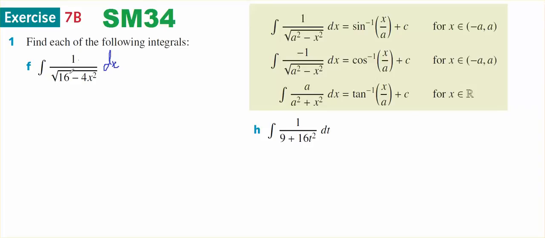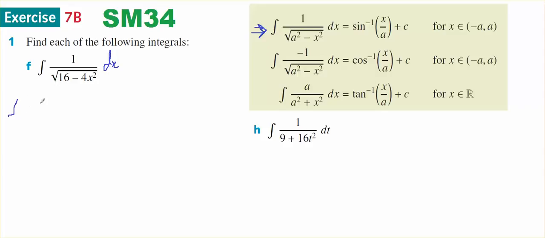It's a positive 1 over the square root. So I'm going to be using this rule here. Positive 1 on top, the square root of a squared minus x squared. I don't wish for a coefficient in front of the x squared, so that 4 has to be taken out as a common factor. So I'm going to do some algebra.